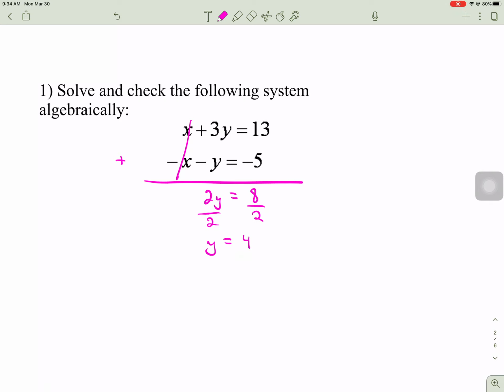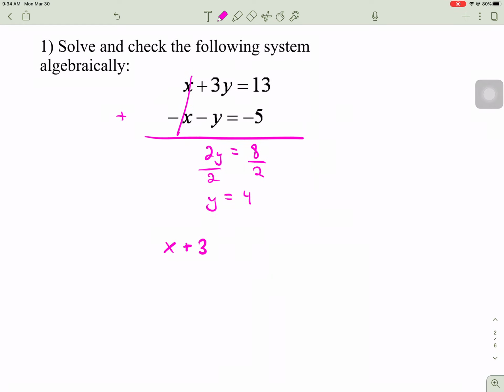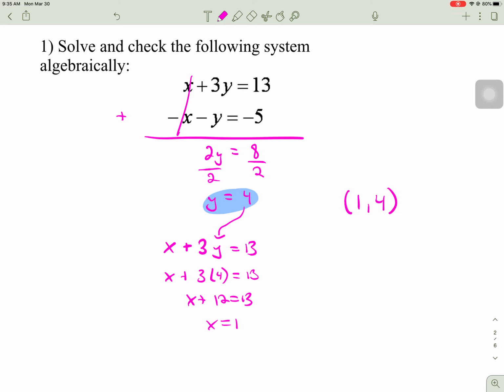And now that we know y is 4, we can go back and substitute 4 in to find out what x is. So I'm going to pick that top equation, x plus 3y equals 13. x plus 3 times 4 equals 13. Again, how did I do that? Because y equals 4, so I substituted 4 in. So you get x plus 12 equals 13. Subtract 12 and you get x equals 1. So our final answer is (1, 4), the point of intersection. Remember, graph both and you can check.